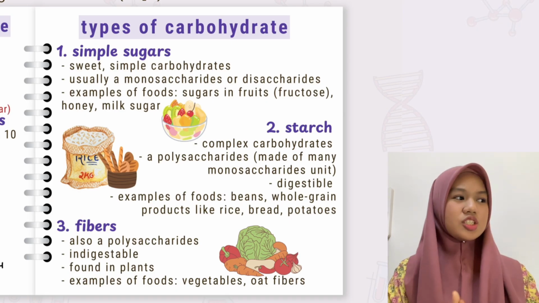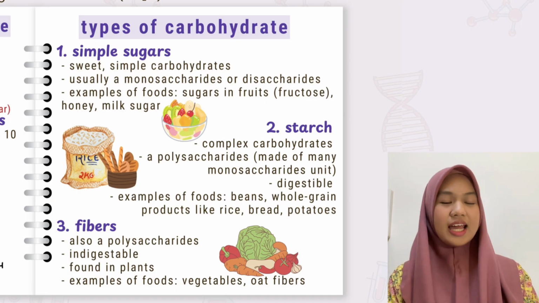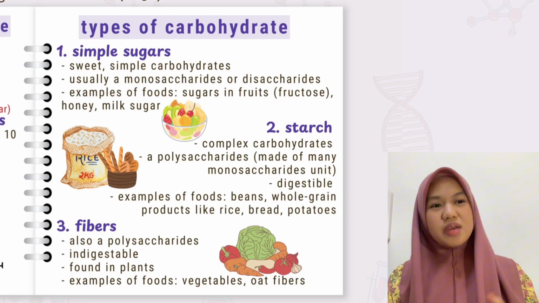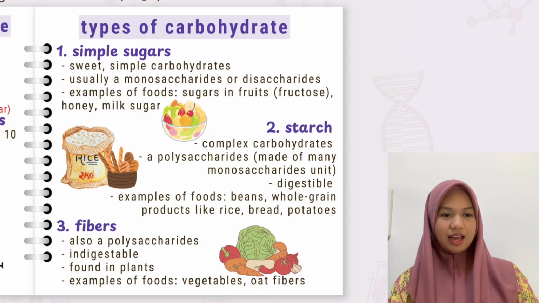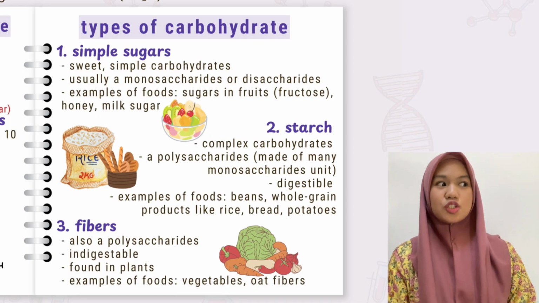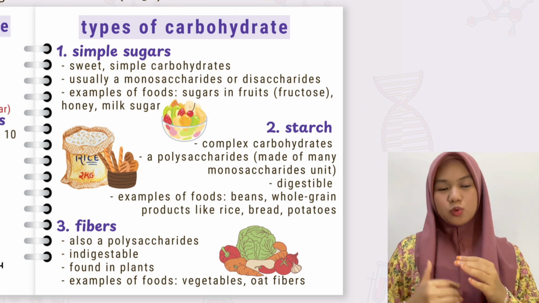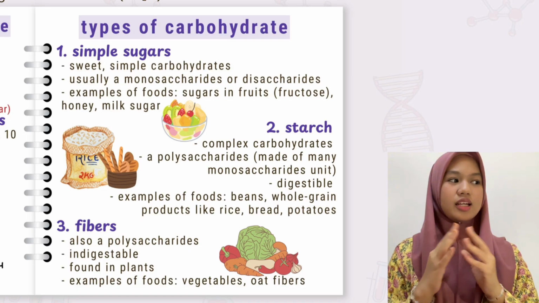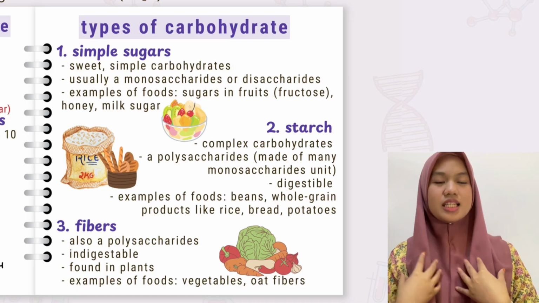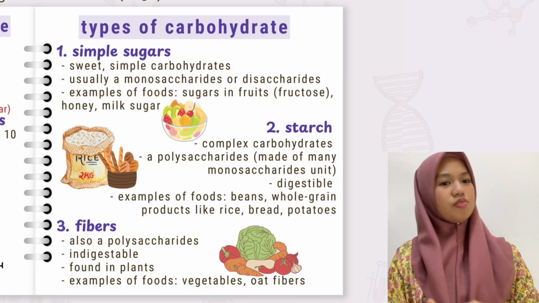Next is starch. Starch is considered a complex carbohydrate as it is a polysaccharide, which is made of many monosaccharide units as discussed before. And it's also digestible. This is because starch is made of polysaccharide, which is bound by hydrogen bonds and glycosidic bonds. Those bonds can be digested in our body with specific kinds of enzymes.